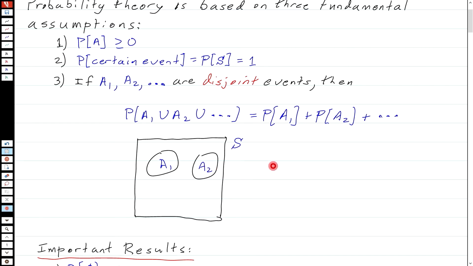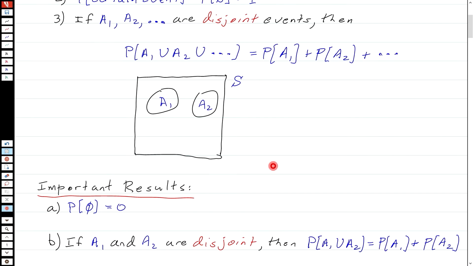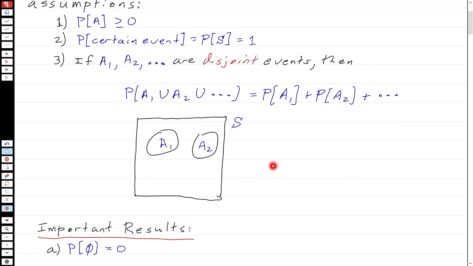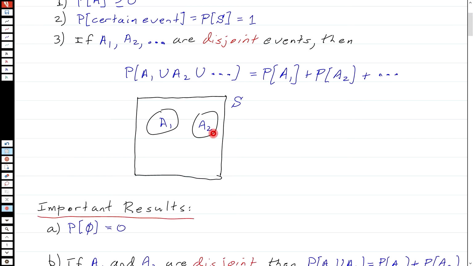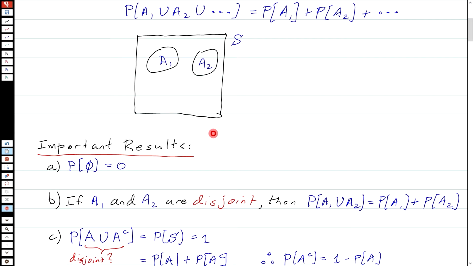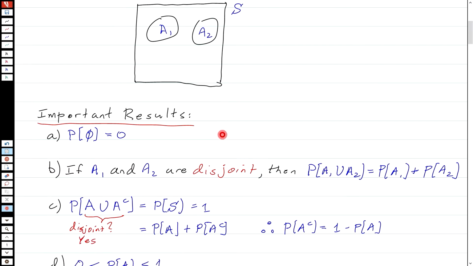two areas. So there's a whole pile of important results that come out of this, but basically if you remember these 3 rules, you can derive the entire rest of the probability theory. Fortunately, a lot of it's been done for us already, so we don't have to re-derive it every single time. So one important result is that the probability of the impossible event is equal to 0.